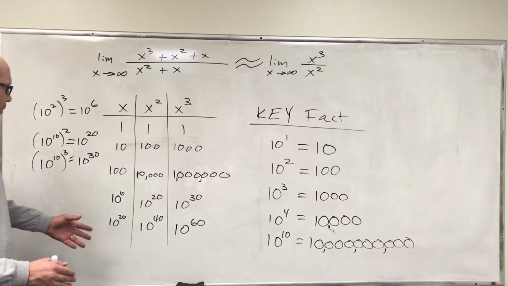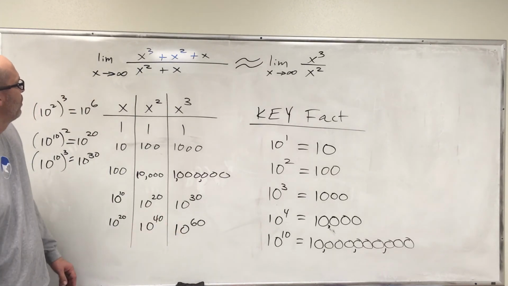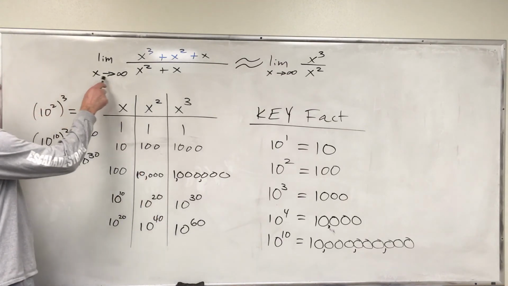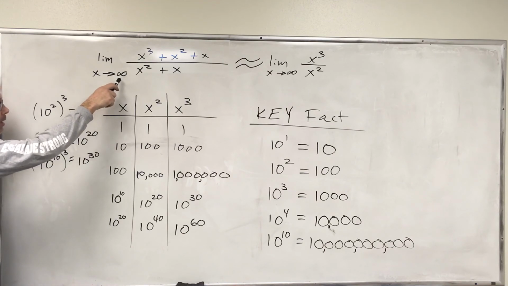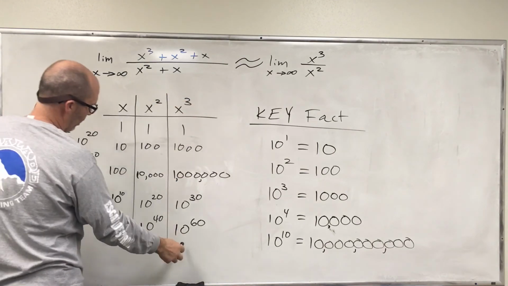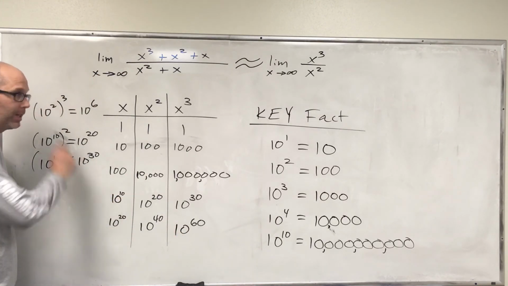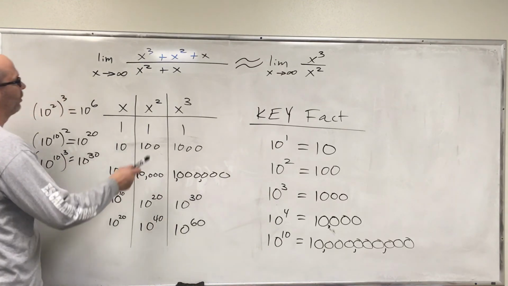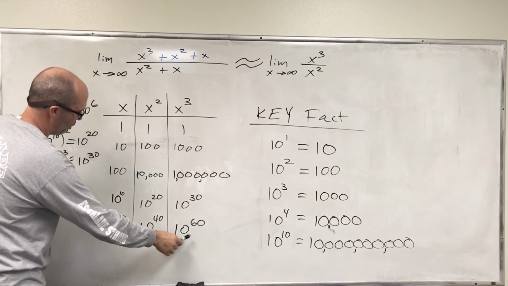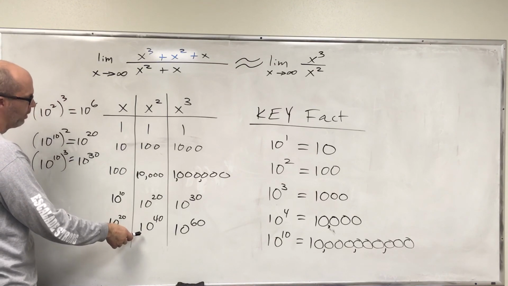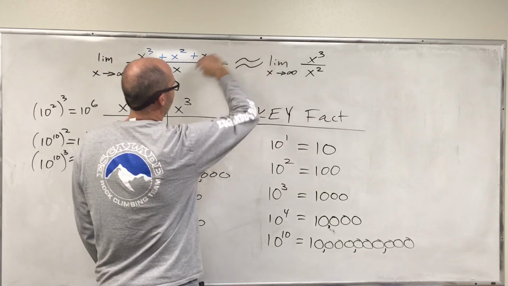So now if you think about it, right, 10 to the 60. As x gets huge, as x approaches infinity, as x gets gigantic, x cubed is so big that x squared is insignificant. Just insignificant. And so as x gets huge, x cubed is just so much bigger than x squared. That's why we can say that these limits are basically the same.